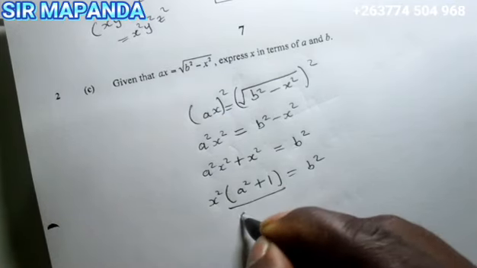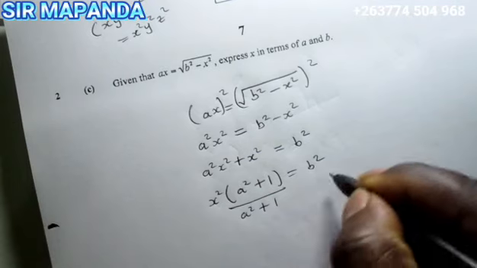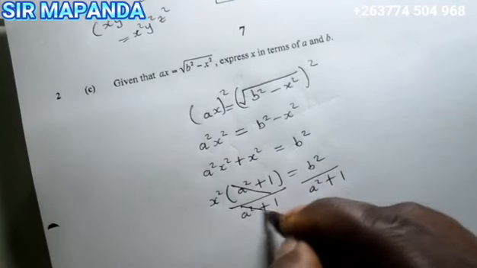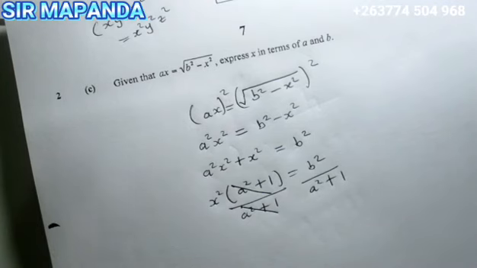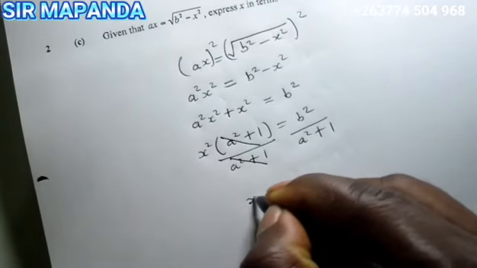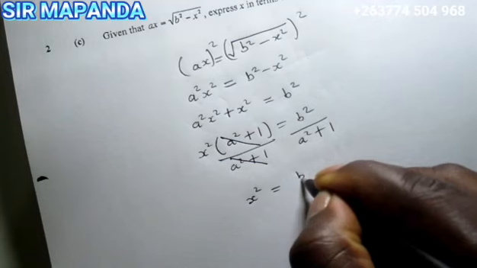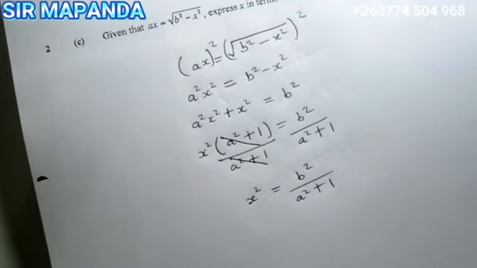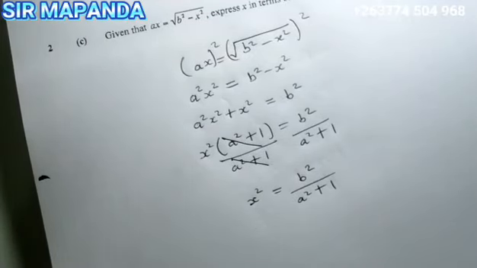Divide both sides by a squared plus 1. So you notice that a squared plus 1 and a squared plus 1 cancel out each other, leaving you with x squared equals b squared over a squared plus 1 like this. But you are not yet through. We need to make x the subject of the formula.